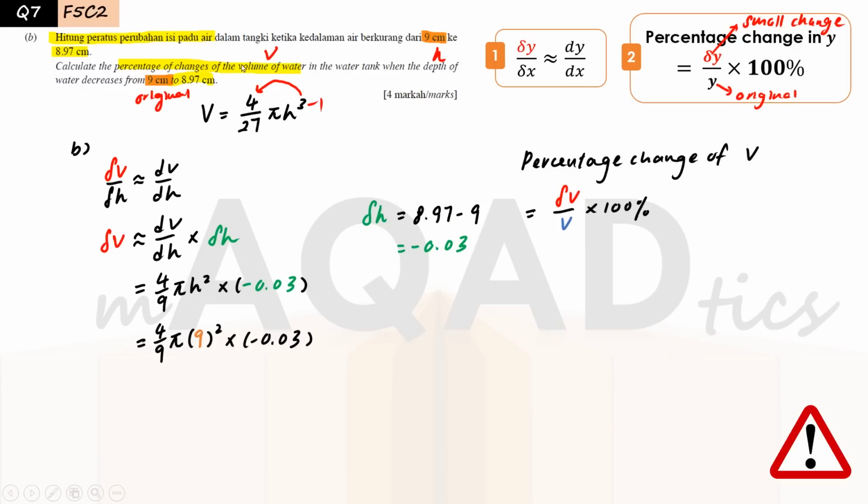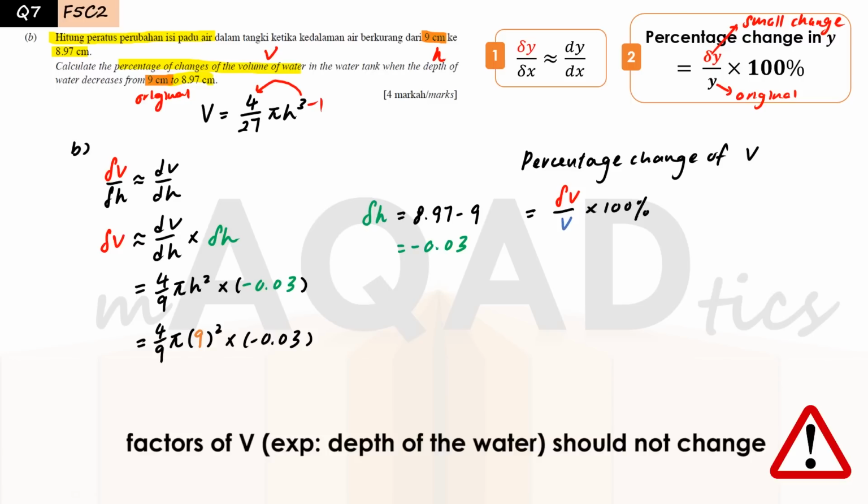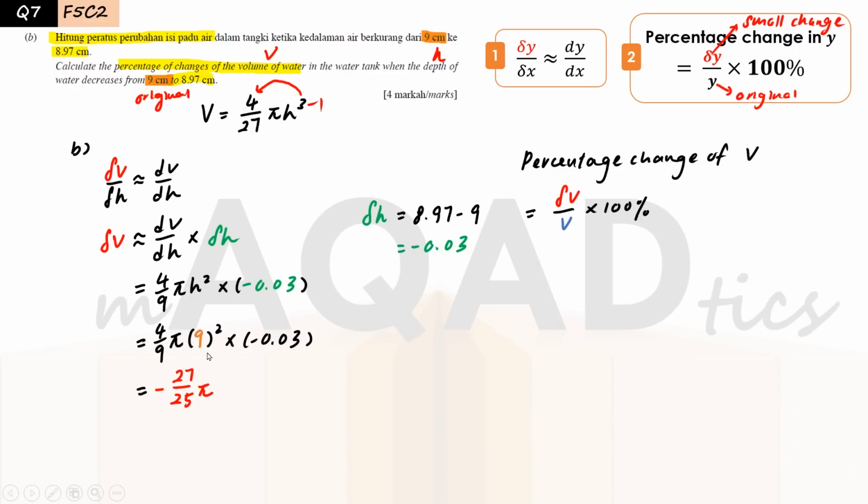But for the value of h here, why didn't we use 8.97? Because this is also another value of h, but this value of h is the changed value of h, which is after the experiment. So if you want to find the change of the volume of the water, it will be best that the factors, like for example h, don't change. Otherwise, it will affect the accuracy of finding the change in volume of the water. We will remain everything as the original values, and then we can find the value of delta V. So I'm going to put it here.